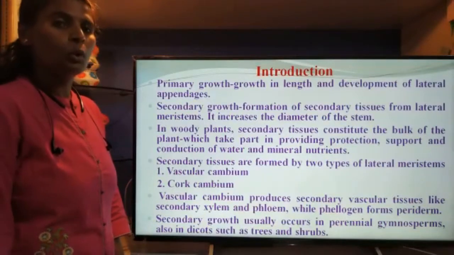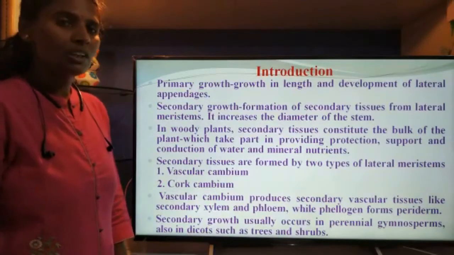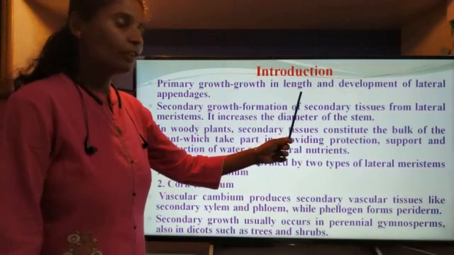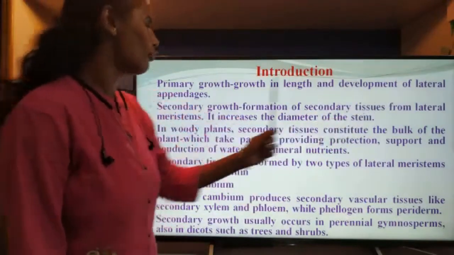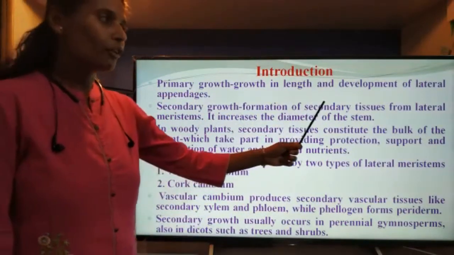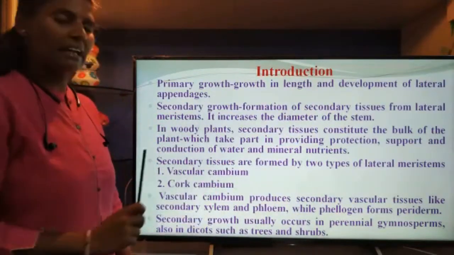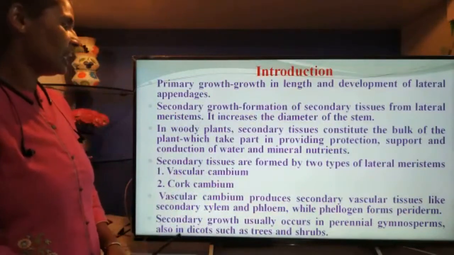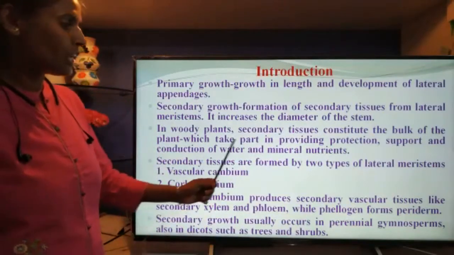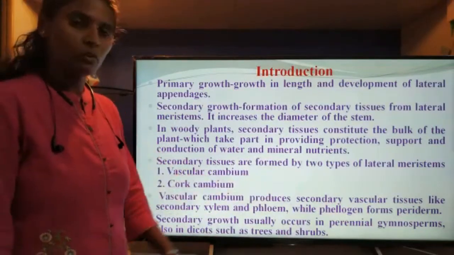As we all know, plants exhibit two types of growth. One is primary growth and the other is called secondary growth. Primary growth is the growth in length of a plant which results in development of lateral appendages, whereas secondary growth is the formation of secondary tissues from the lateral meristem, which increases the girth of a plant or the diameter of the stem. In woody plants, the secondary tissues constitute the major part of the plant, providing protection, support, and conduction of water and mineral nutrients.